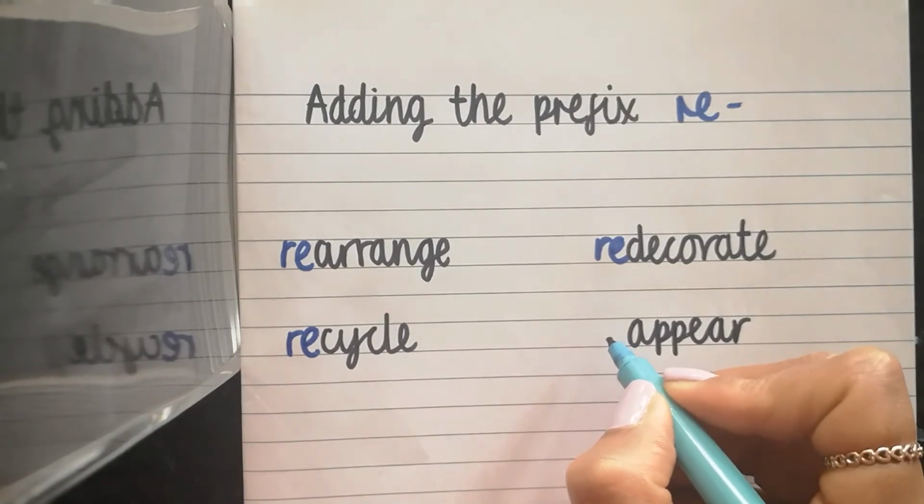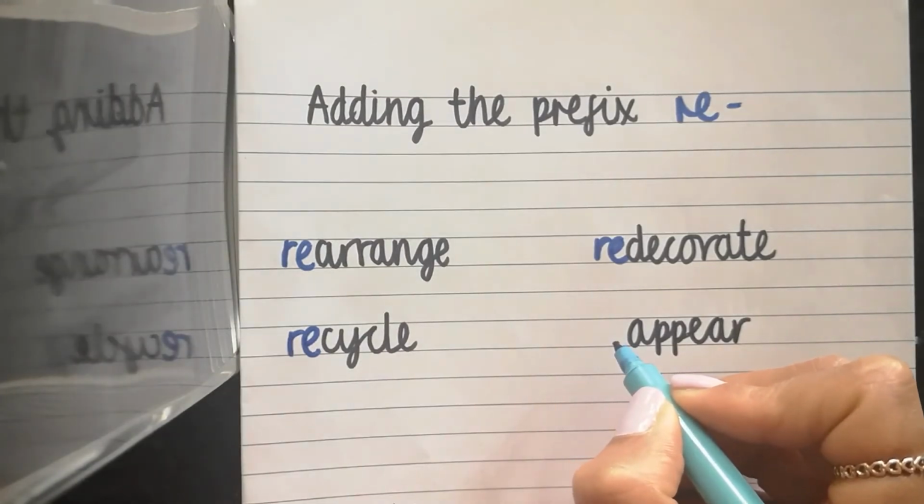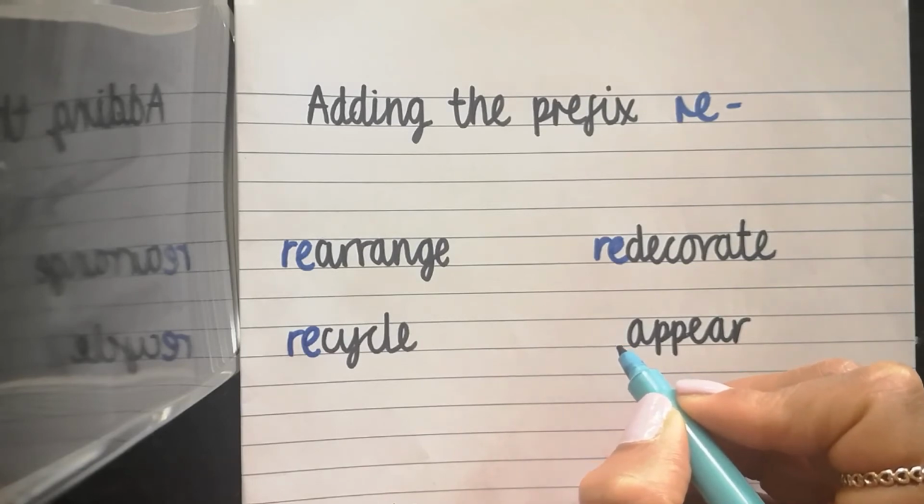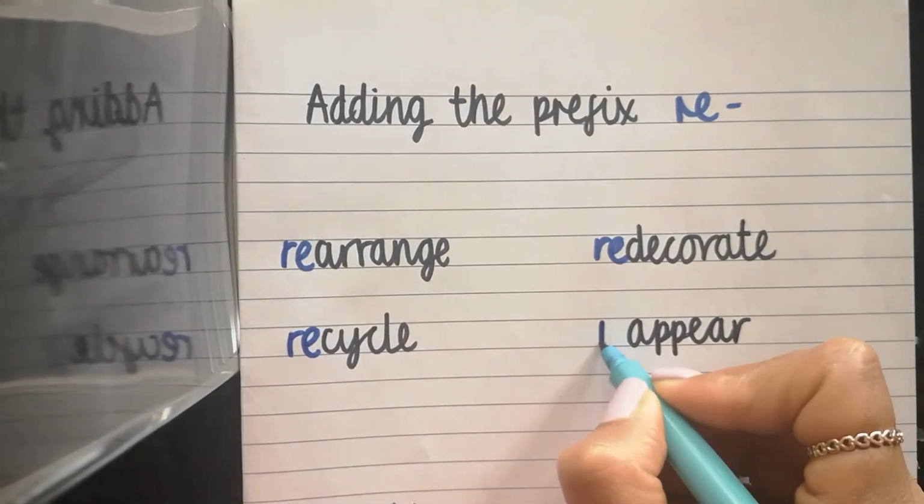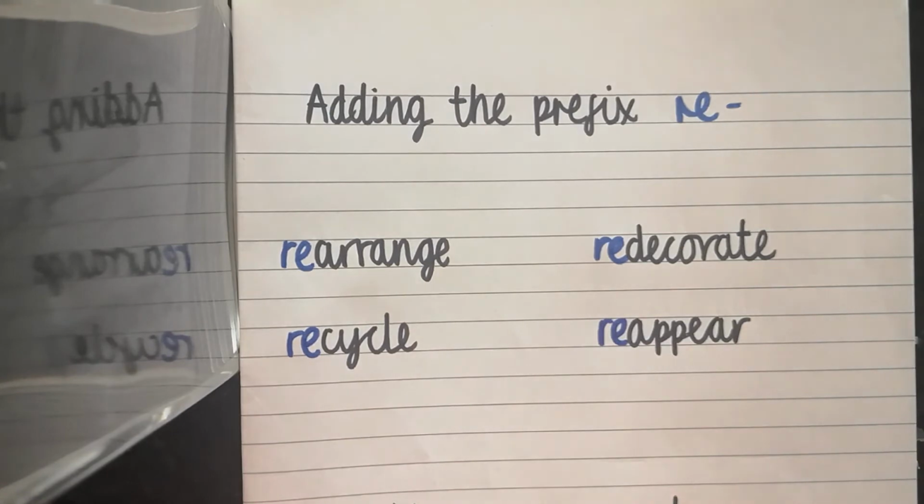The next one is appear, okay? So appear is something that you can see. So if something appears in front of you, you can see it. So if I was to add re in front of it, it will change it to reappear so you can see it over and over again, okay? So it was something that happens over again or for the second time.